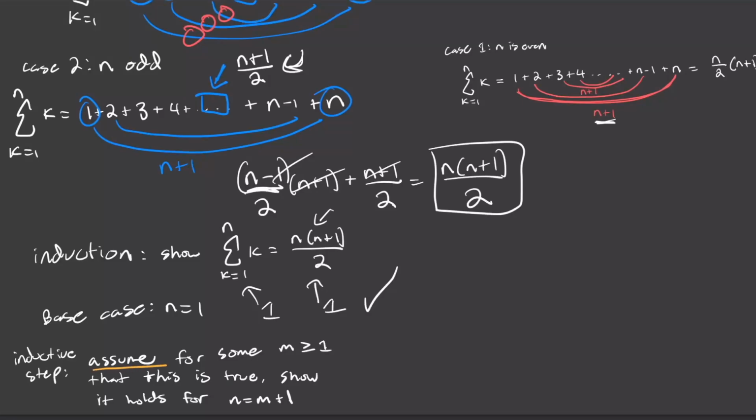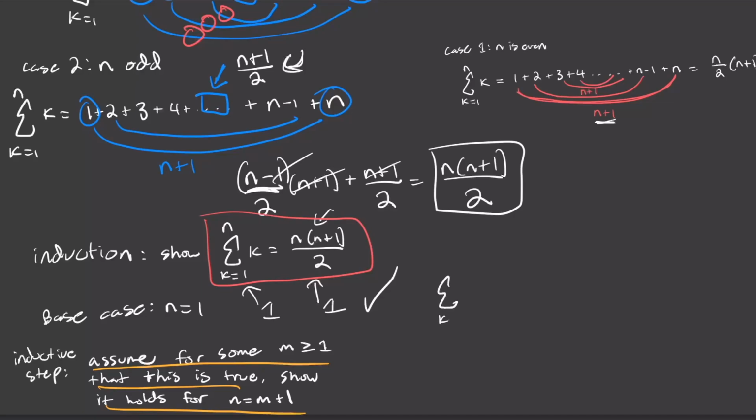Now for my inductive step, I assume that for some m greater than or equal to 1, that this formula is true, and I need to show that it holds for n equals m plus 1. So I assume that this formula up here is true for some m. What does that mean? Well, that just means that the sum from k equals 1 to m of k is equal to m times m plus 1 divided by 2. Now I need to use this to show that it's true for m plus 1.